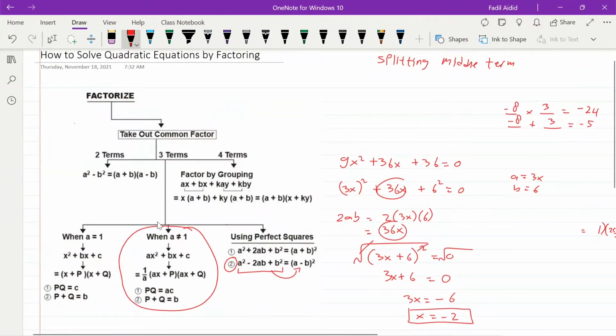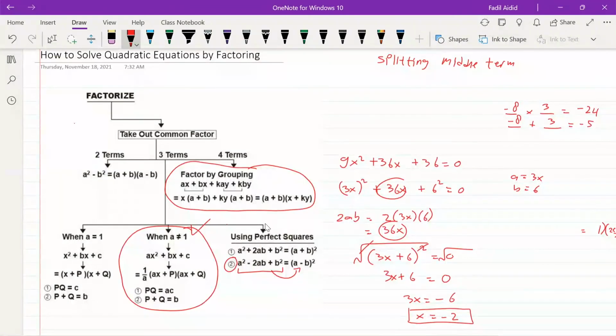So I think that's all the possibilities that you might have when solving quadratic equations. Either you have two terms, using the difference of squares formula. You have three terms. You have a equals 1, you need to use this formula. Or when a is not 1, you can use this. Or you can split the middle term into two terms, so you will have 4 terms. You can use this way, factor by grouping.